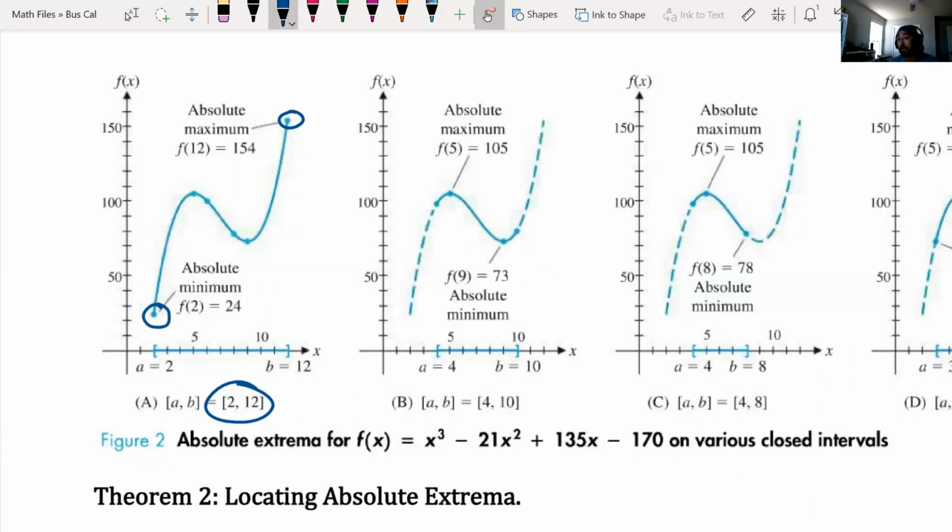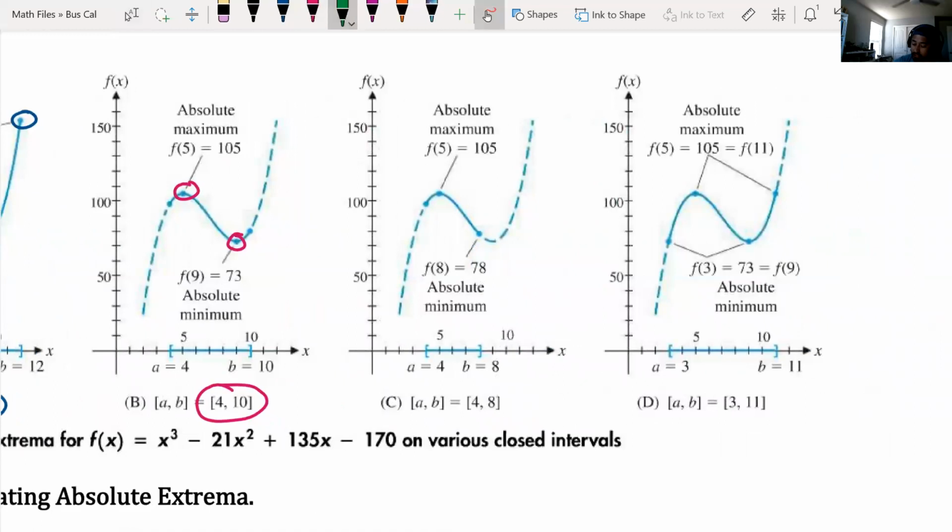And this happens again on a closed interval, which means next picture, we change the interval up to 4,10, and that just changes the graph a bit, which changes the max and minimum. So since we changed the interval, the absolute maximum is now at 105, and the absolute minimum is now at 73. And then the third picture, if we change the interval to 4,8, the absolute maximum remains at 105, and the absolute minimum will change to 78.